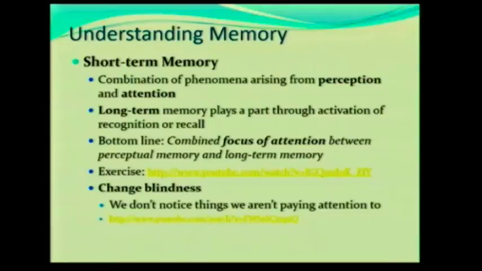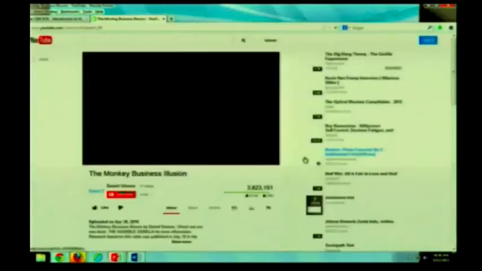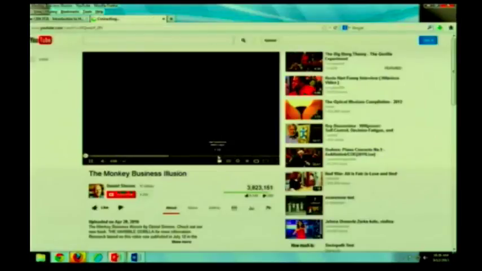Now I'm going to do a quick exercise. Now, for those of you who have seen this, you're not allowed to say anything. Illusion. Count how many times the players wearing white pass the ball.